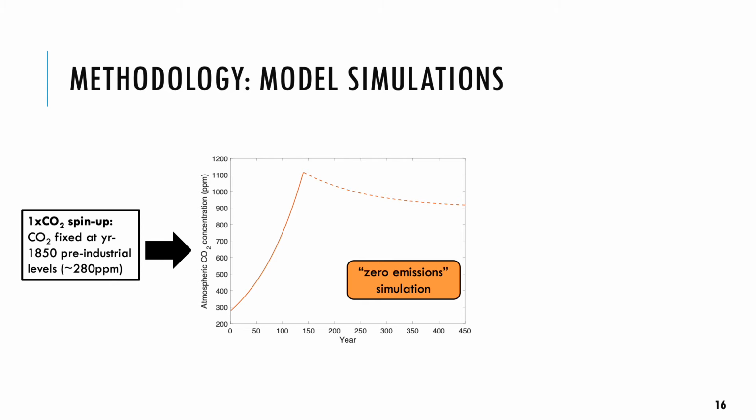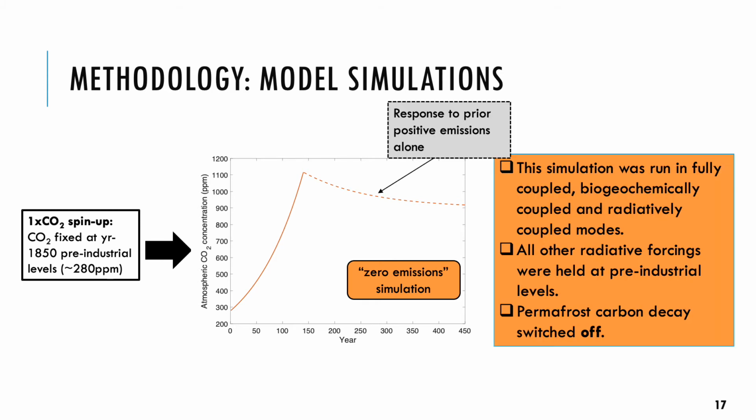In addition to the transient simulation, I also ran a zero emission simulation following from the same one-time CO2 spin-up and the same ramp-up phase as shown in the transient simulation. In the zero emissions phase here, the CO2 emissions were halted, and then CO2 was allowed to evolve. So the zero emissions phase represents the response to the prior positive emissions alone, because those positive emissions were applied from an equilibrium state as well. In terms of simulation modes, radiative forcings, and permafrost carbon decay settings, all of those were kept the same as in the transient simulations.